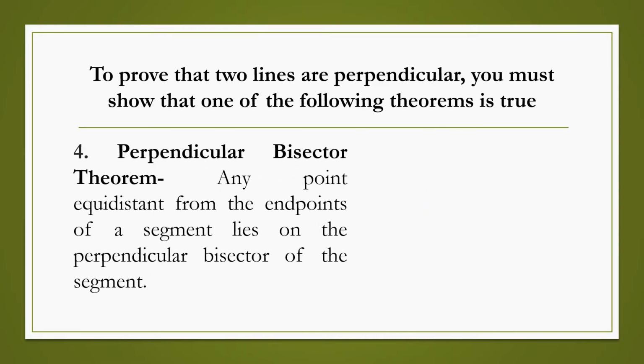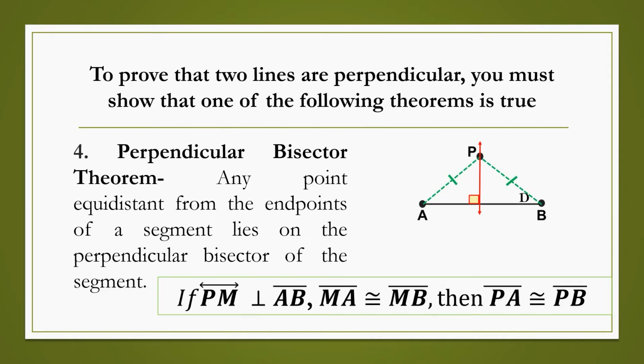For number 4, we have the perpendicular bisector theorem. It says that any point equidistant from the endpoints of a segment lies on the perpendicular bisector of the segment. If line PA is perpendicular to segment AB and segment MA is congruent to segment MB, then segment PA is congruent to segment PB.